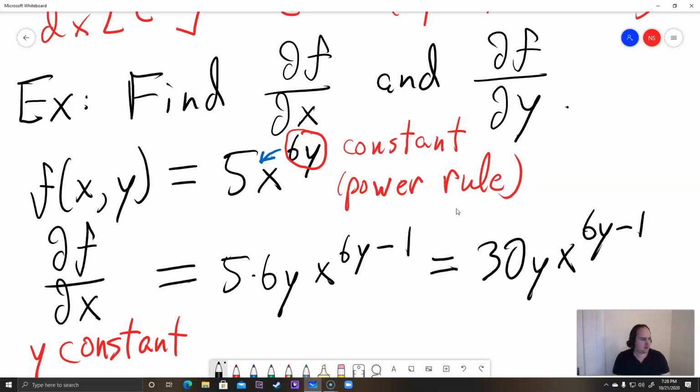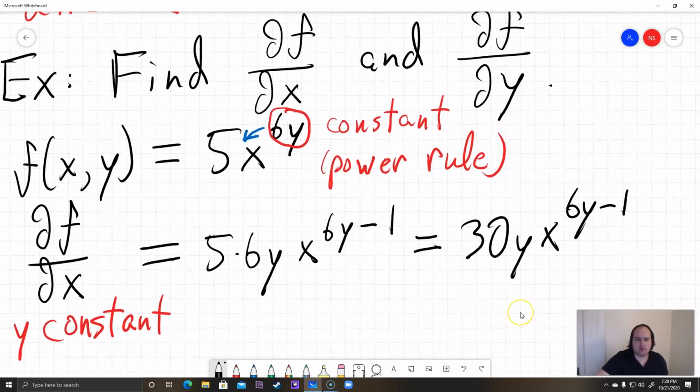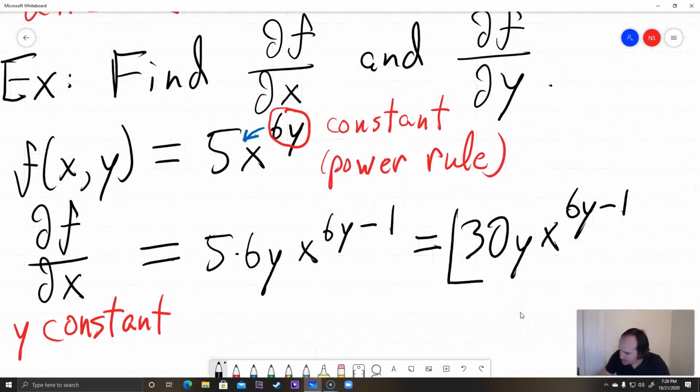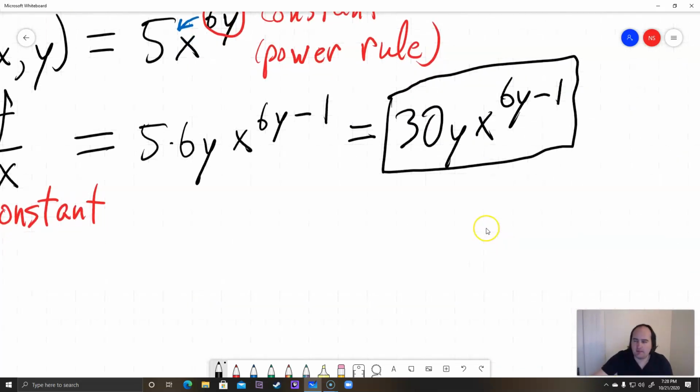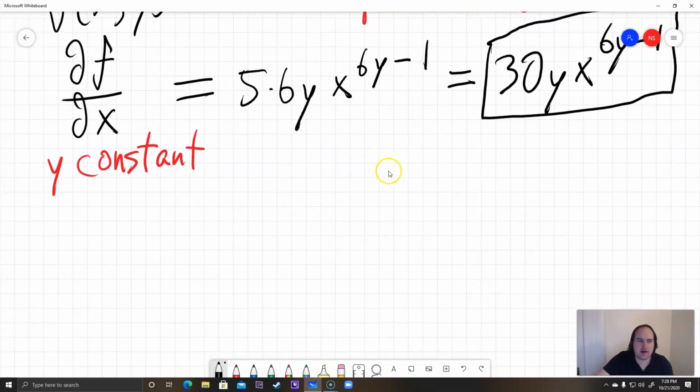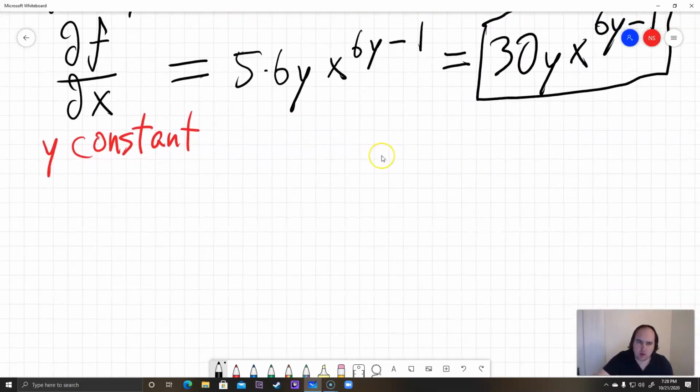Okay? 30y x to the 6y minus 1. Alright, so let me box that. So there's our del f del x. And then the next thing we need to find is del f del y.